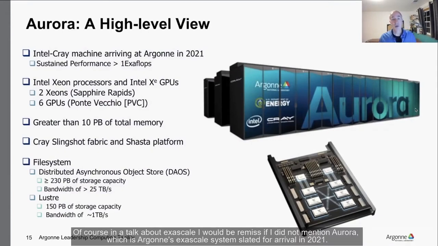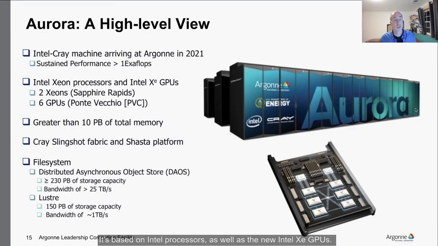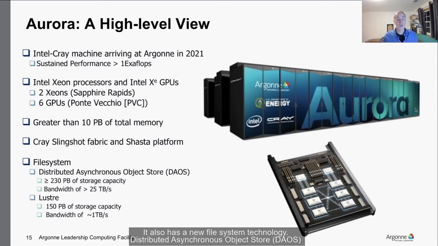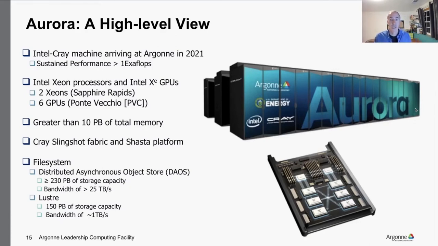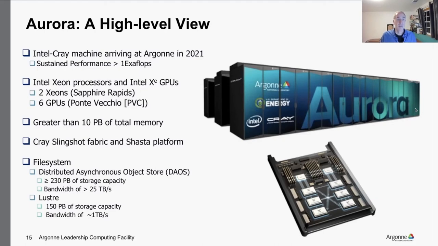Of course, I'm going to talk about Exascale. I'd be remiss if I did not mention Aurora, which is our Exascale system slated for arrival in 2021. It's based on Intel processors as well as the new Intel Xe GPUs. It also has a new file system technology, the Distributed Asynchronous Object Store, or DAOS, which is expected to have a bandwidth exceeding 25 terabytes a second. But even with this increased bandwidth, in situ is still going to be required.